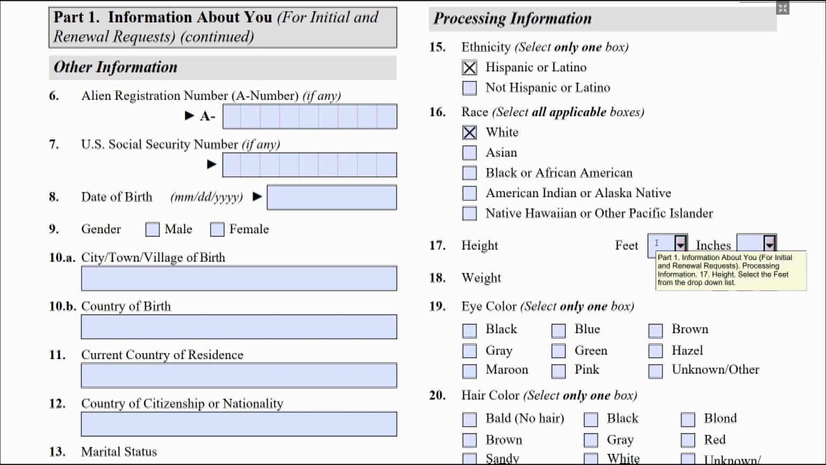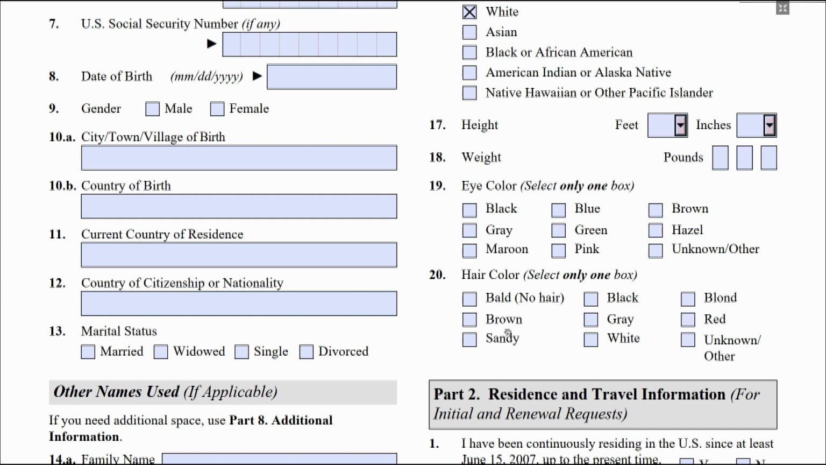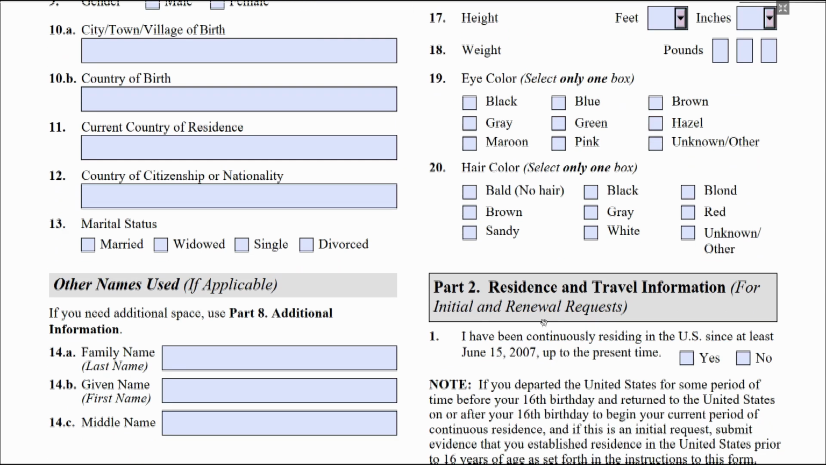For height, you would put how tall you are in terms of feet and inches. You can find this information on your license. Your weight, how many pounds you weigh. Your eye color, black, brown, etc. Your hair color, it's the hair color you currently have. So if you are a brunette but you dye your hair blonde, then you would put the color blonde because that's what it is at the moment.